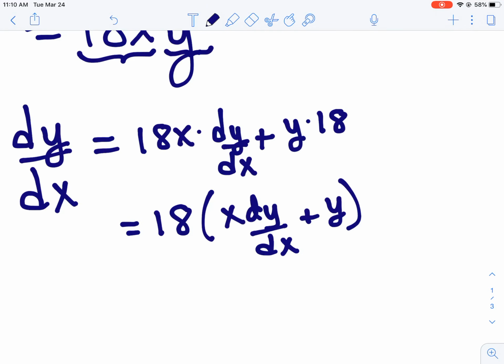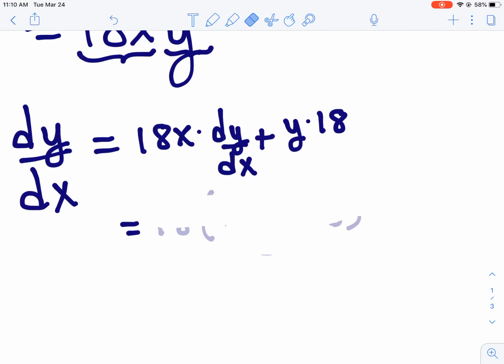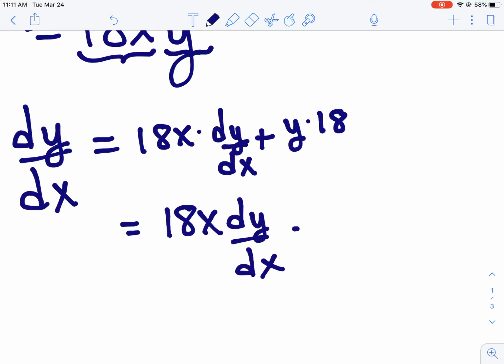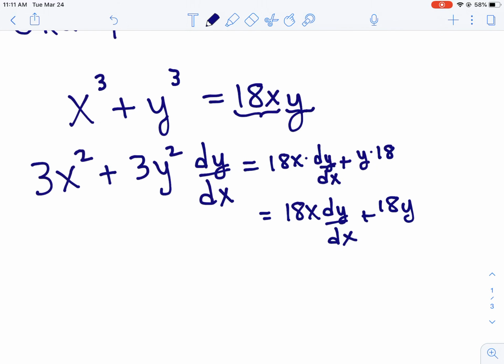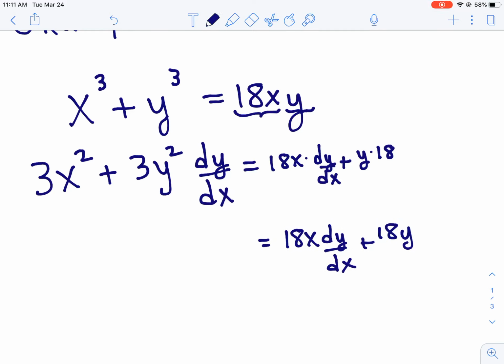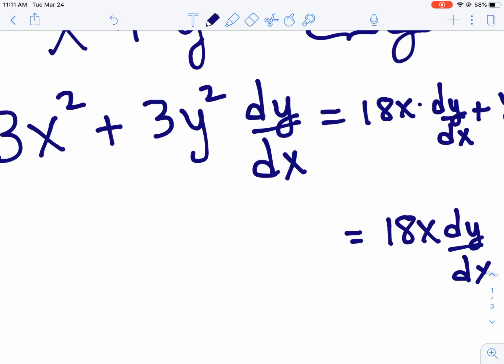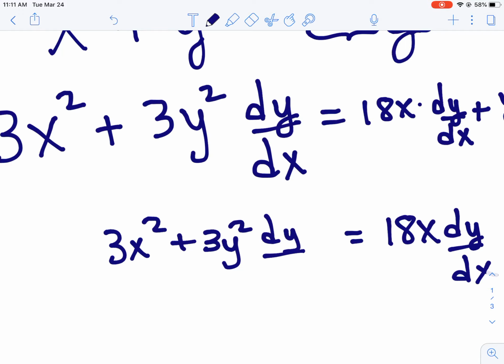I'm not going to do that. I changed my mind. Sorry. I'm not going to do that because that's way too messy. So 18x dy dx plus 18y. And then on this other side, I still have the 3x squared. I'll write a little bit smaller. 3x squared plus 3y squared dy dx.